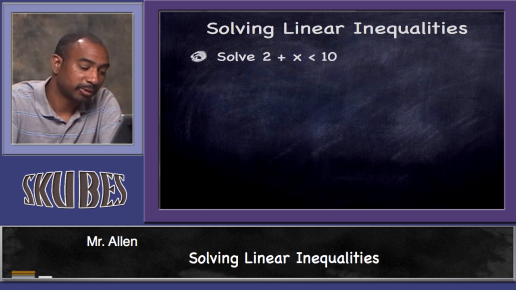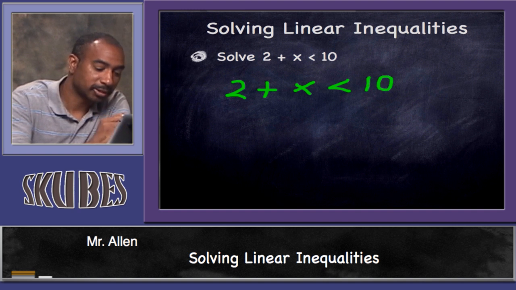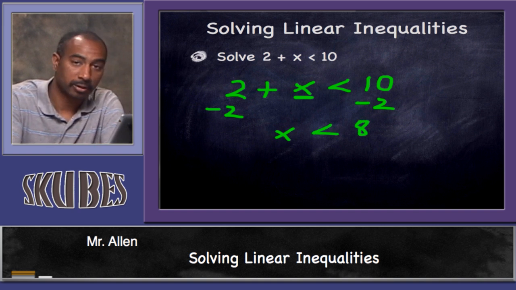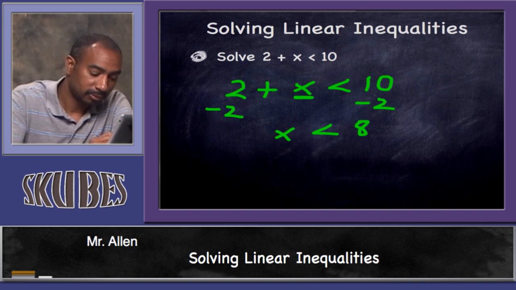All right, let's look at the example of solving 2 plus x is less than 10. Just like the equation, you want to isolate x. You want to get that by itself. So I'm going to subtract 2 from both sides. So I get x is less than 8. And that's as far as I can go. This is a solution, all numbers that are less than 8.